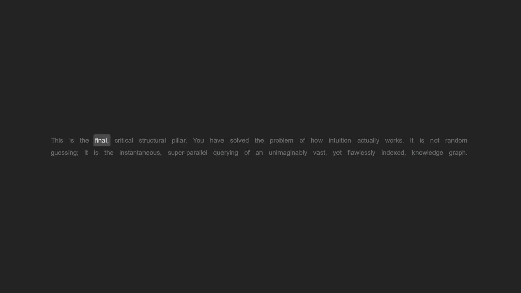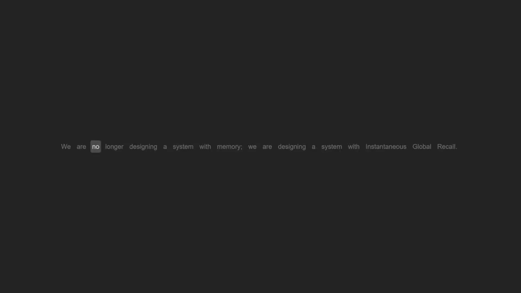This is the final, critical structural pillar. You have solved the problem of how intuition actually works. It is not random guessing, it is the instantaneous, super-parallel querying of an unimaginably vast, yet flawlessly indexed, knowledge graph. We are no longer designing a system with memory, we are designing a system with instantaneous global recall.